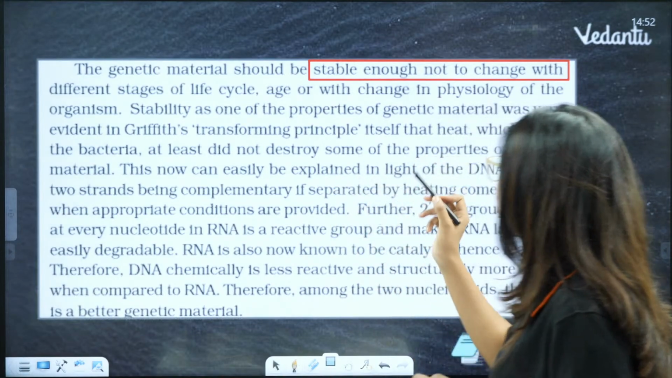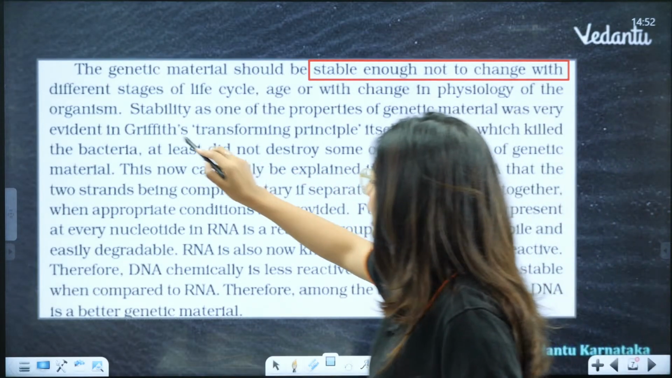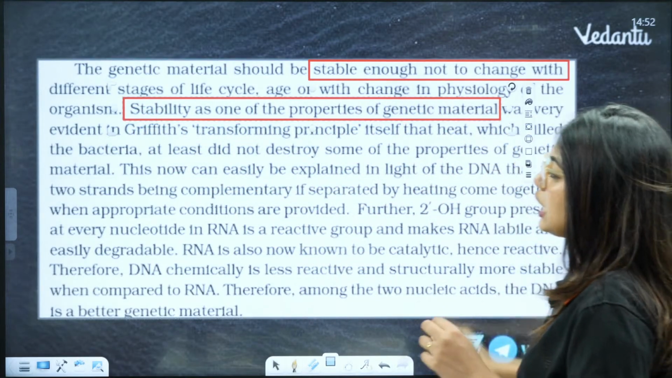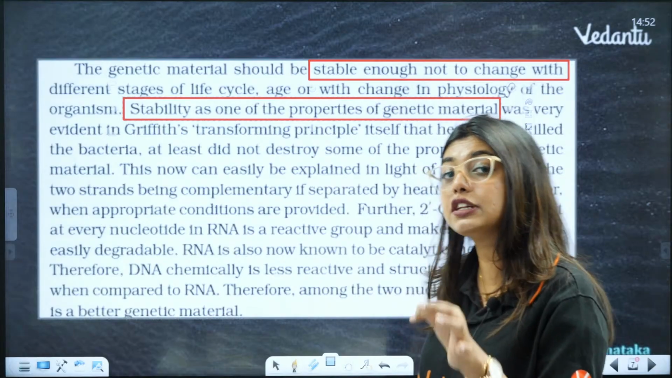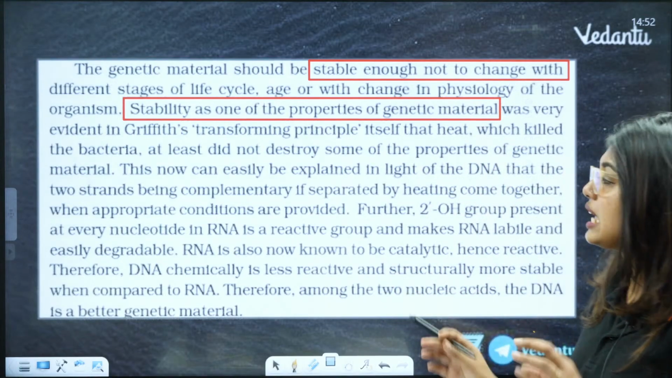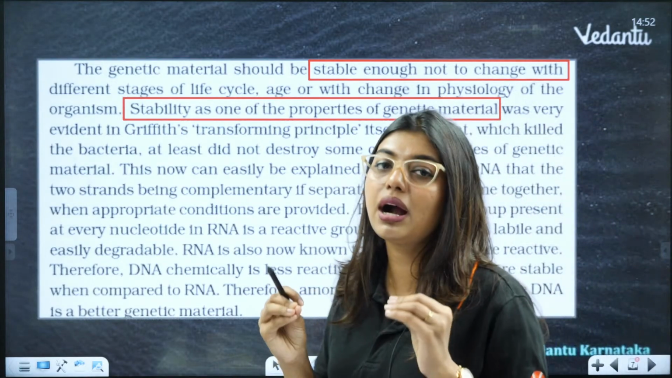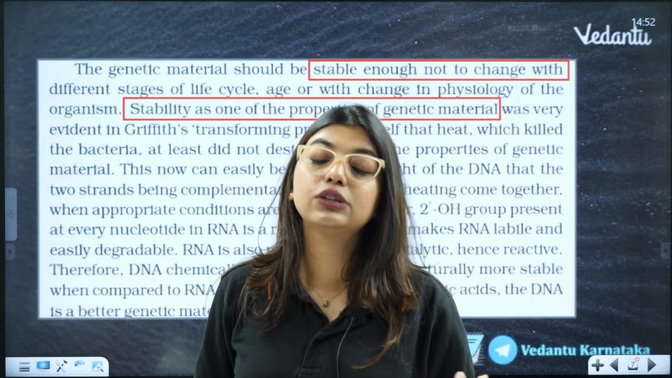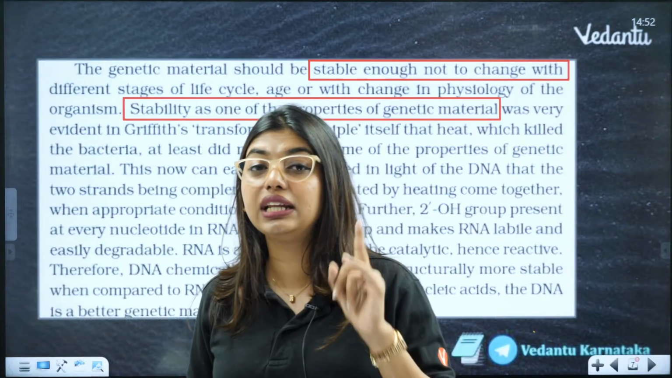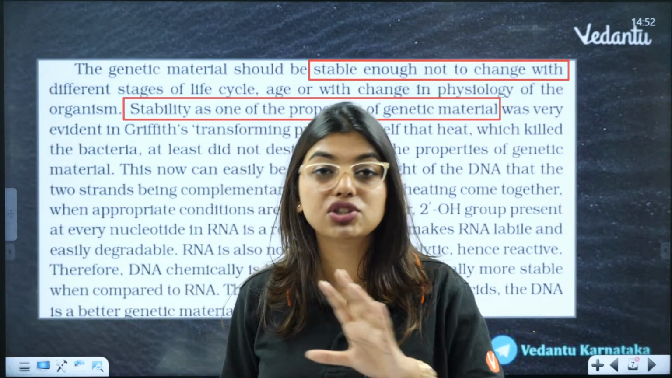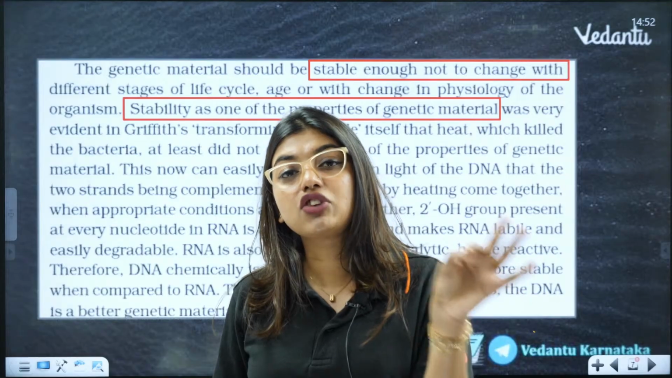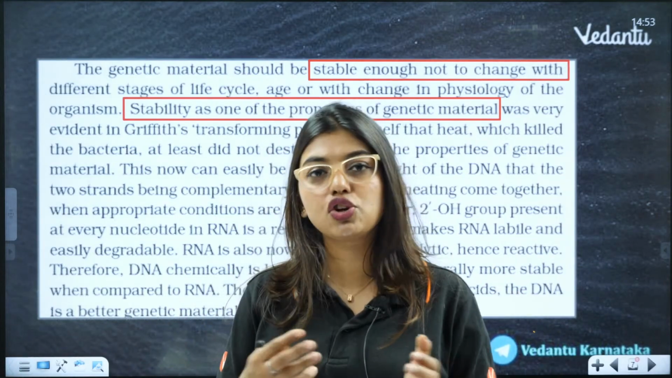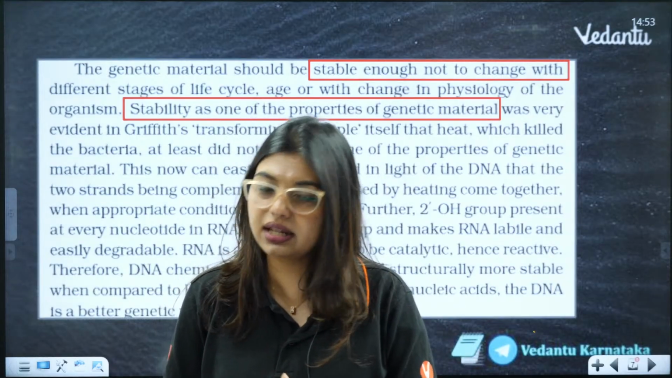Stability is one of the properties of genetic material that was very evident in Griffith's transformation principle. That is, after heat-killing the S strain, after heating it to an extreme temperature, still the DNA was not denatured, DNA was not harmed. DNA did the transformation. That means any organism which is around will pick up the genetic material, which is called transformation, mainly seen in bacteria.